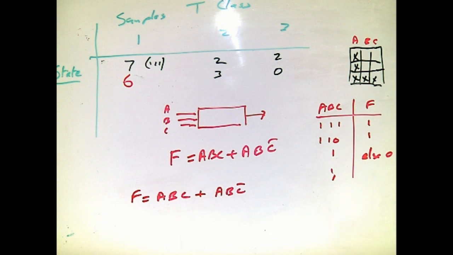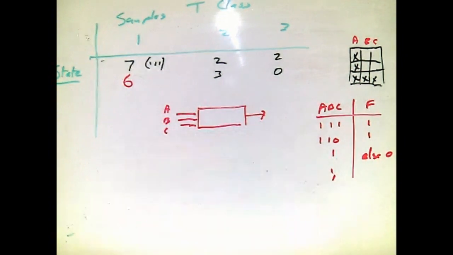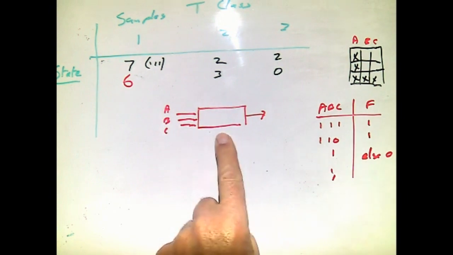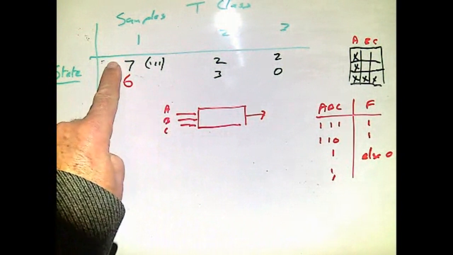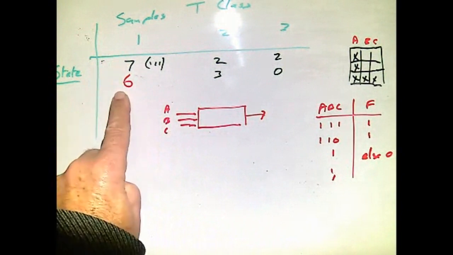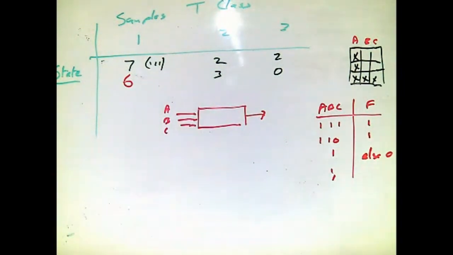Okay, now the generalization. The single logic function cannot generalize. This function here will only ever respond to what it's been trained on: 7, A, B, C equals 1, 1, 1, or 6, A, B, C equals 1, 1, 0. It can't respond to any others. So where does the generalization come from?